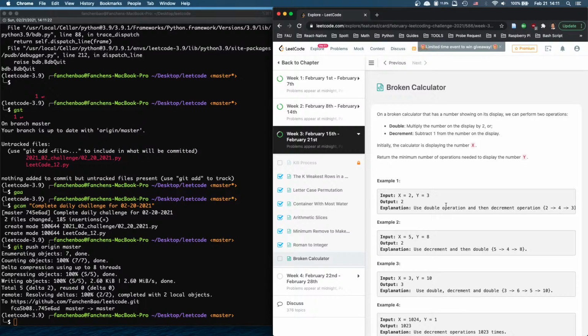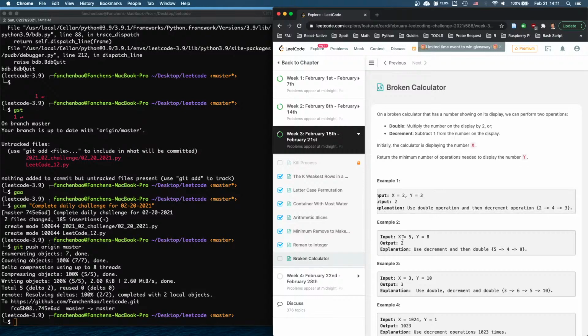I've done something similar. It's like if it's an even number, you divide it by 2. If it's an odd number, you decrement by 1. But apparently this is slightly different. It says you can double it or subtract 1. So from 2 to 3, I would double it first and then minus 1.